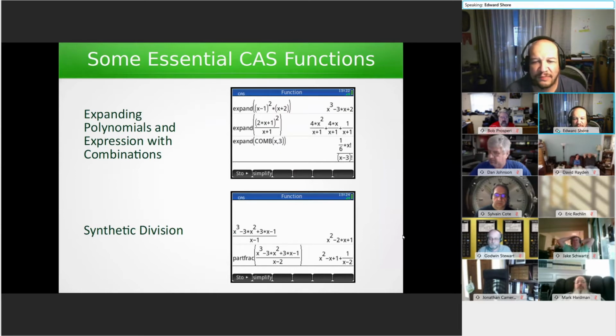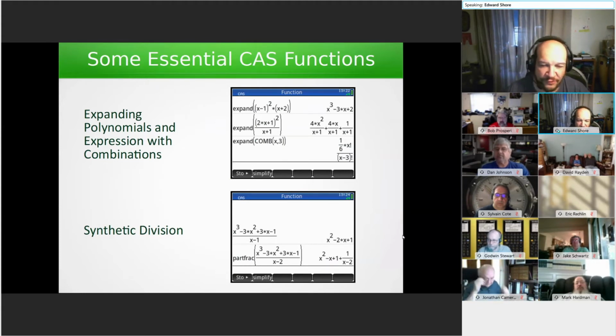And there's also synthetic division. One of my favorite commands is the partial fraction function. What that does is split a rational function into a sum of terms plus a remainder. And you can use partial fractions to invoke synthetic division. You can also use it as an aid to integrate expressions where you have to use partial fractions.